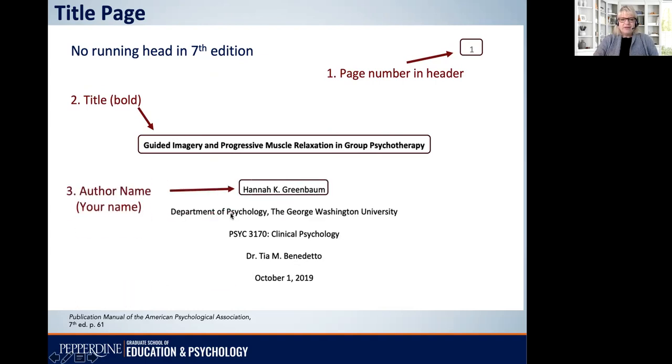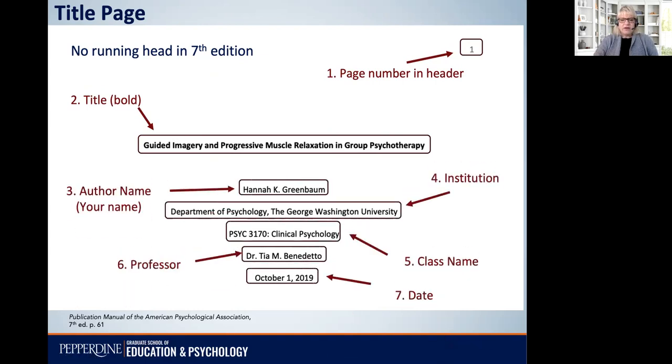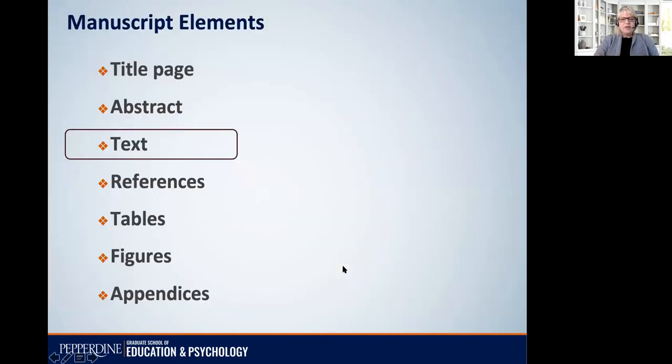Your name comes next. Then you have your institution. So you'd probably put GSCP, Pepperdine University, whatever your course number is, and the course name, your professor's name, and then the date. Usually students put the date of the due date of the assignment, but it doesn't really matter. Okay, so that's the title page. Let's go over your text.